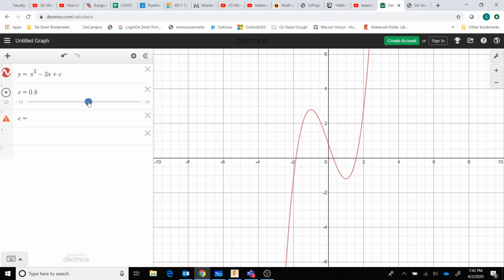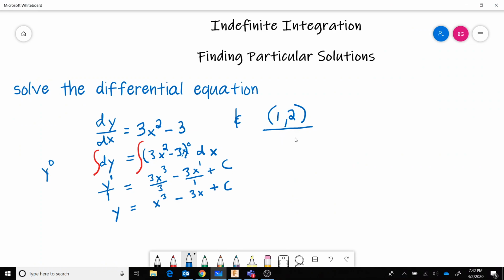I want to find a particular solution that actually goes through the point (1, 2). So I can figure C out by using that point. That says that if x is 1, y is 2. So I'm going to come over here and put in 2 for y and 1 for x. And I have 2 equals 1 minus 3 plus C.